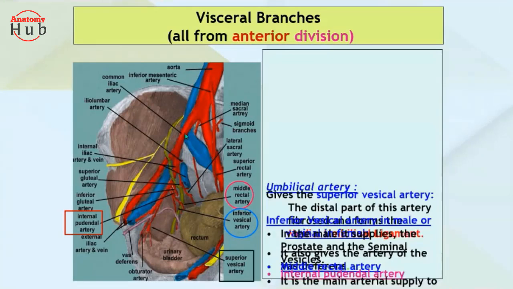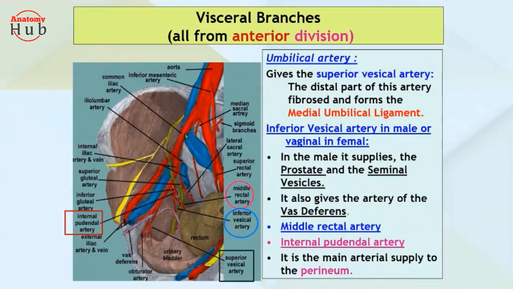So we'll see the visceral branches over here, right? As you know, this is the aorta. Here you will see the inferior mesenteric artery, then it runs downward. Here you will see the median sacral artery, right? What I have told you, that it is coming from the abdominal aorta, and that descends downward along the middle of the sacrum, right?